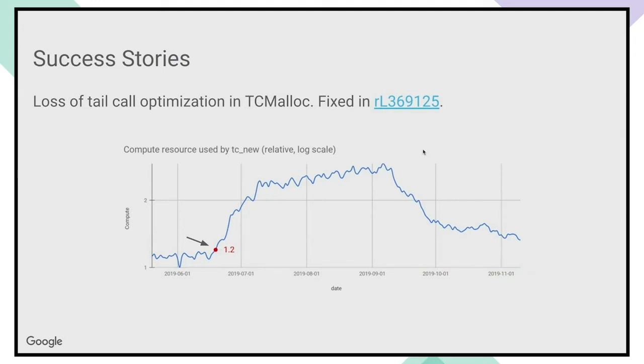The issue was root caused to loss of tail call optimization and was promptly fixed. You can read more about this issue and the fix in the LLVM review shown here. The chart shown here shows the trend and not the actual values. This is one example of where fleet level analysis of continuous profiling data can be very helpful.